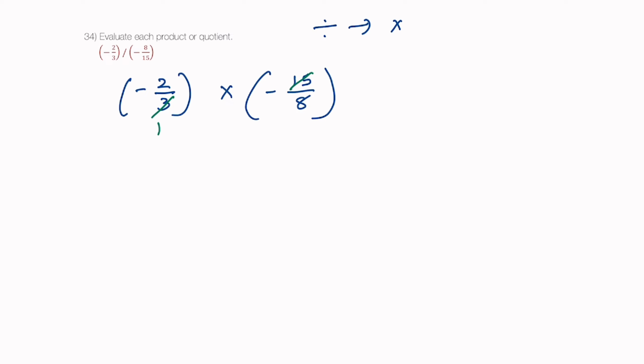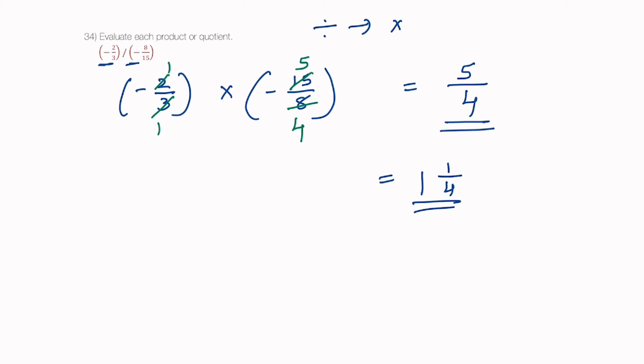3 times 1, 3 times 5. 2 times 1, 2 times 4. That leaves us with 5 over 4. And negative, negative, the answer has to be positive. This can be rewritten as 1 over 4 if you need to, not required here.